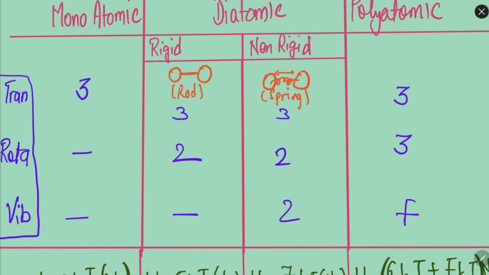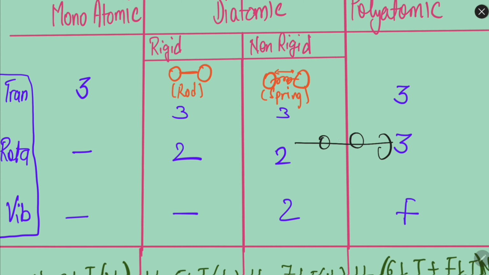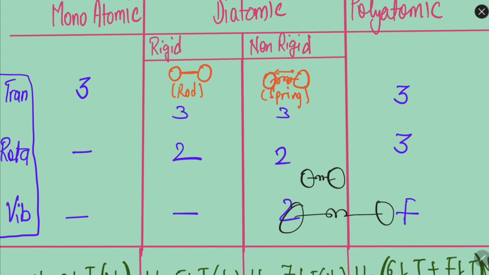Again rotational, 2, remember 2, because if it is rotated on this axis nothing will change, but if you rotate on this axis or on the z axis, it will look different. Because of that, 2 orientations look different. And in non-rigid, vibration will be there, because they can move towards each other, they can move away from each other, so they will look different. So there are a total of 7 degrees of freedom here.